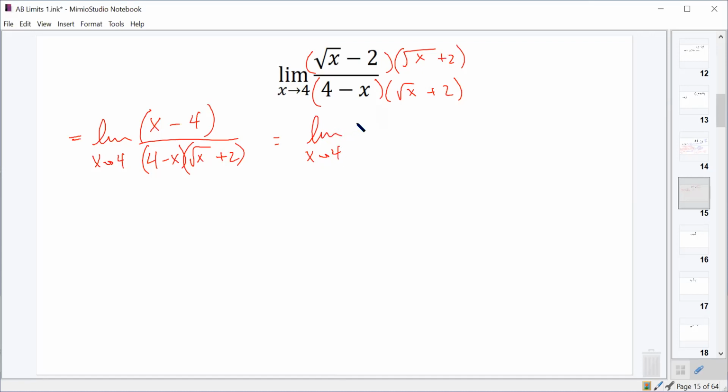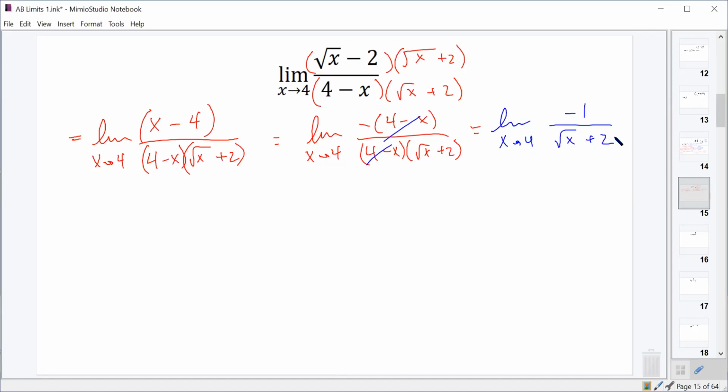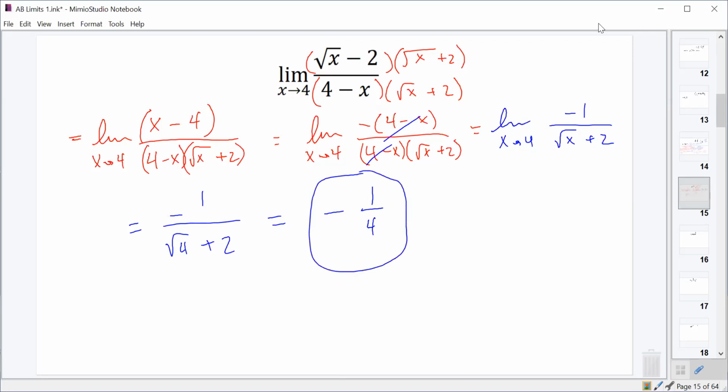So if I factor out a negative from the top, that's going to be negative x minus 4 times root x. And we'll see that those 4 minus x's now cancel out. We've got the limit as x approaches 4 of negative 1 over root x plus 2, which we can now just plug in the 4, giving us negative 1 over root 4 plus 2, or negative 1. Everybody good with that or no? Yeah. All right.